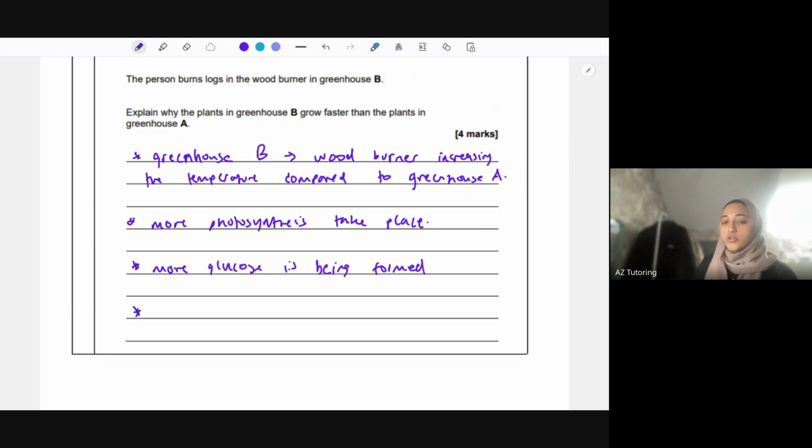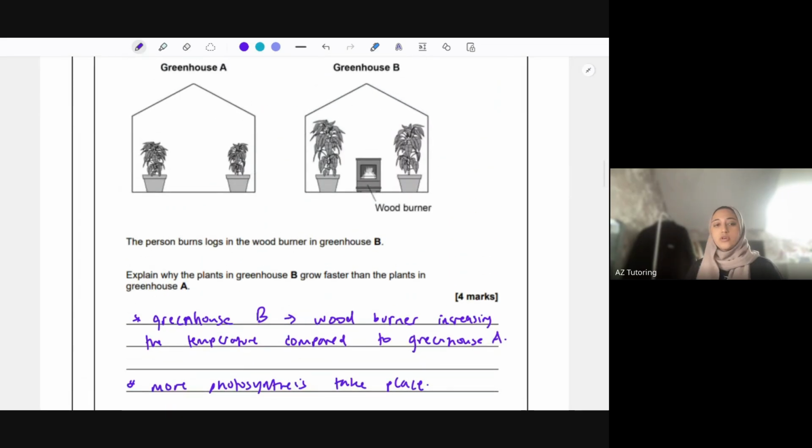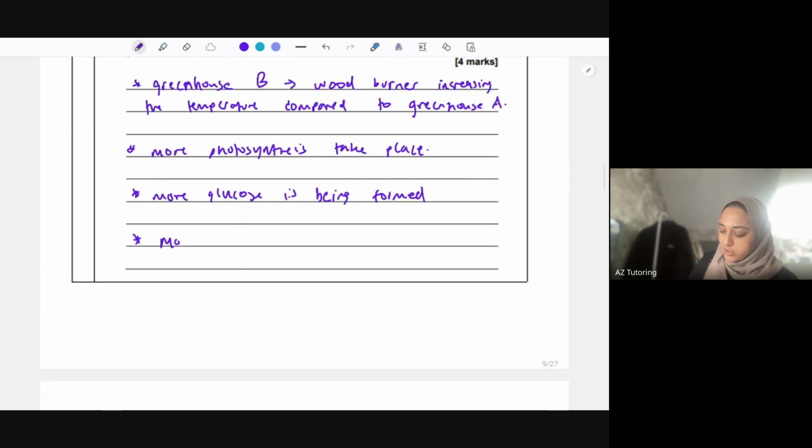And then for the final mark, you need to explain, okay, so why is that more glucose going to make the plants a lot bigger? A plant's going to get bigger if it's got more proteins and more cellulose made. So you would say something along those lines: more protein and cellulose formed, so contributing to the growth of the plants.